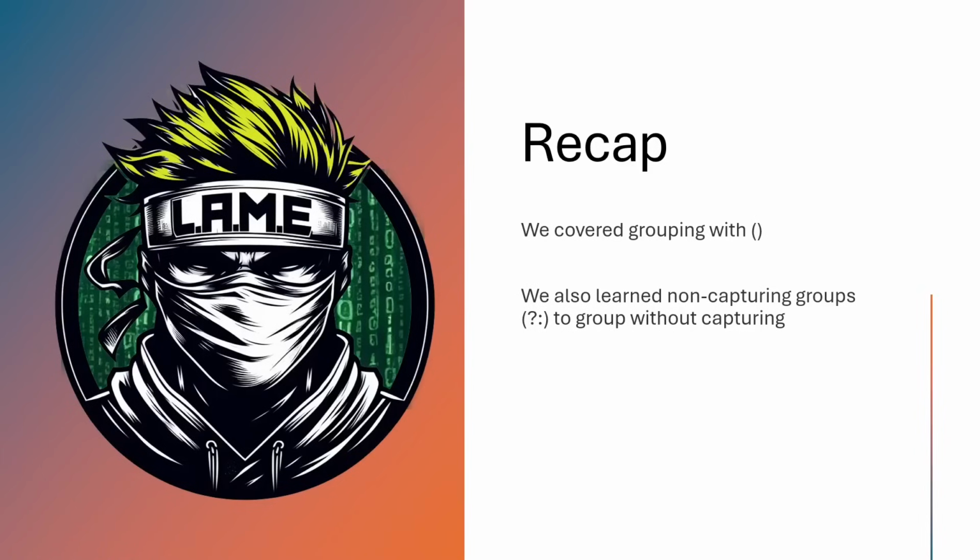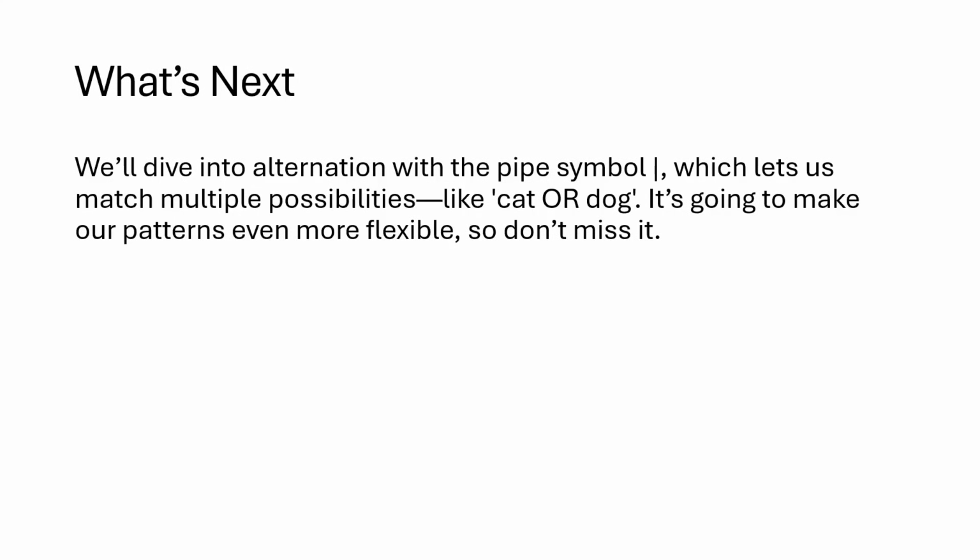So let's recap what we learned today. We explored grouping with parentheses to organize patterns and capture parts of matches, like the month, the day, and year from a date. We saw how Regex 101 shows captured groups in the match details, which is super handy for extracting data. We also learned about non-capturing groups, the question mark and the colon, to group without capturing, keeping our matches clean. And you got a challenge to capture usernames and domains from emails. In our next episode, we'll dive into alternation with the pipe symbol, which lets us match multiple possibilities like cat or dog. It's going to make our patterns even more flexible.